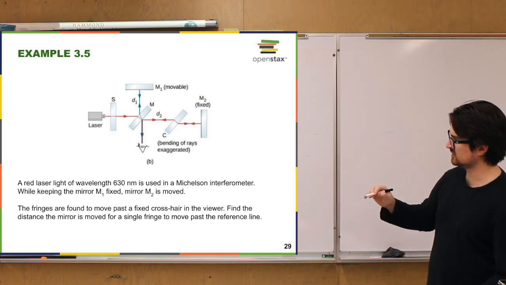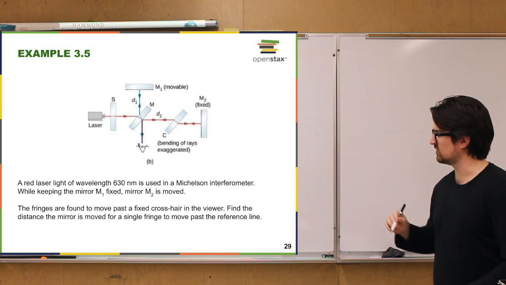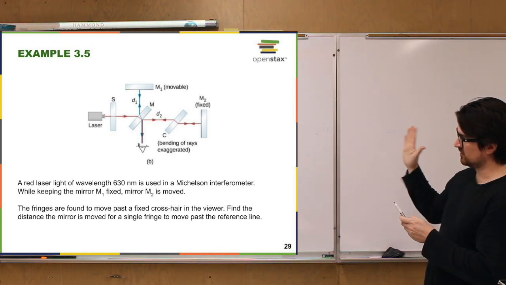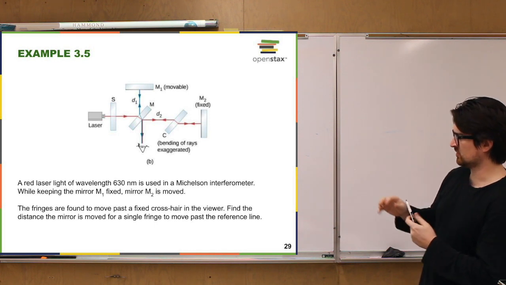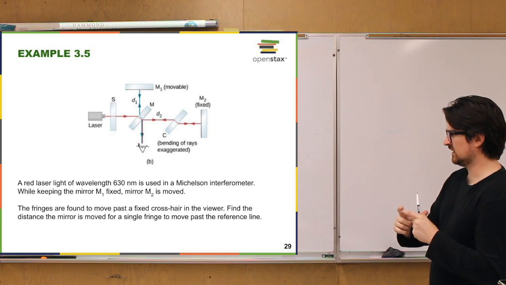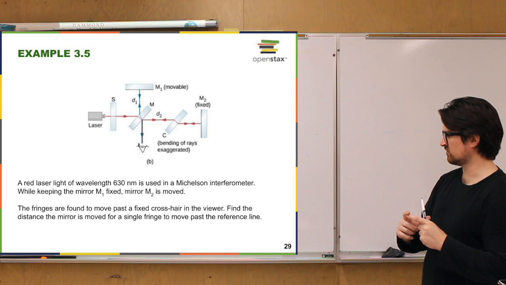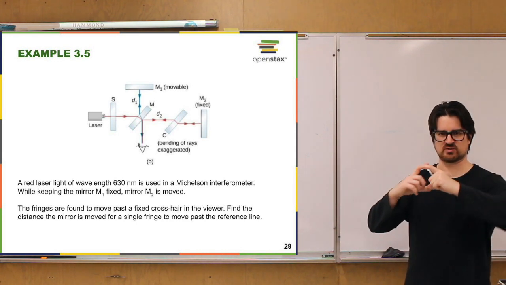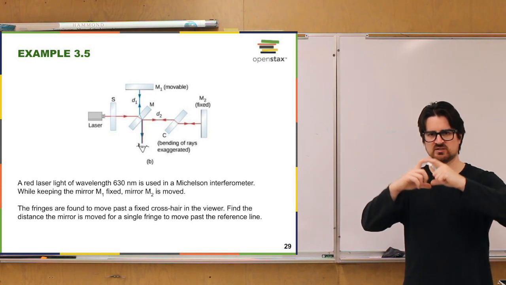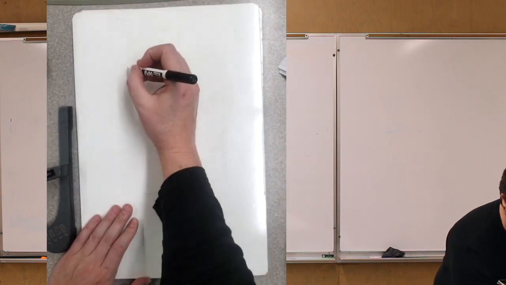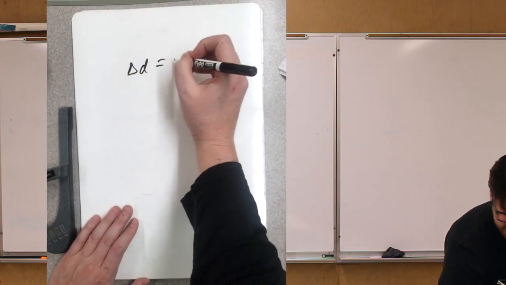Here's a quick example to illustrate how small we're talking about. If you have a red laser, wavelength 630 nanometers, used in this Michelson interferometer, keeping one mirror fixed, the other mirror is moving. You're looking at the fringes, these bright constructive rings, and you find the distance the mirror is moved for one single fringe to move past that reference point, so for one constructive ring to have moved out to its neighboring spot. Use the relationship we just talked about.